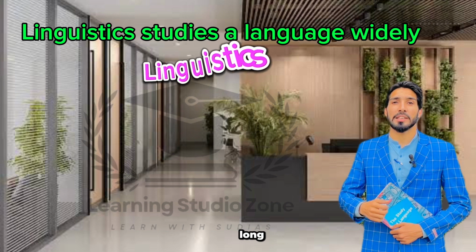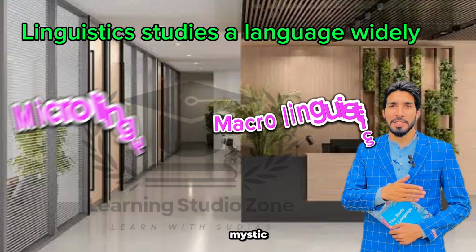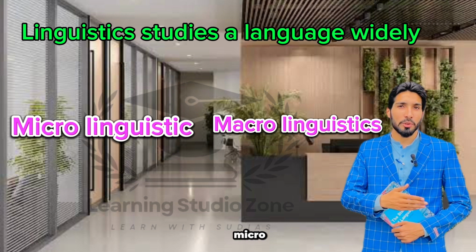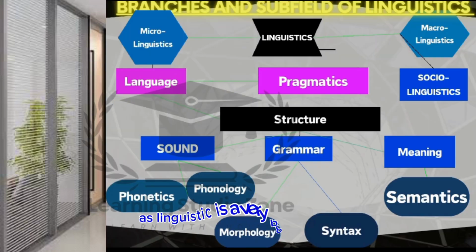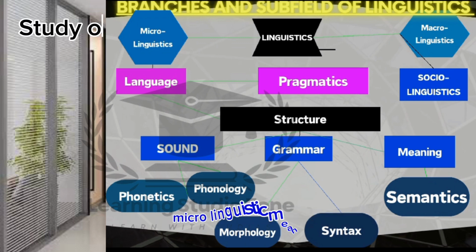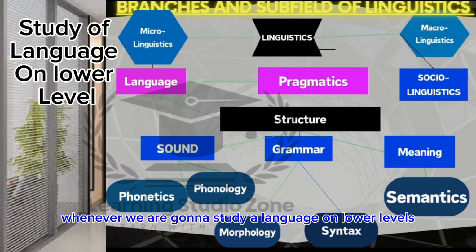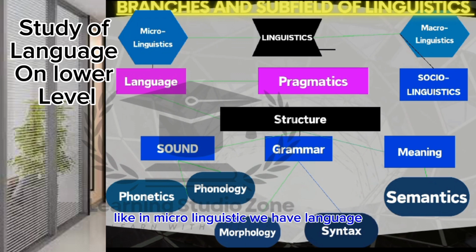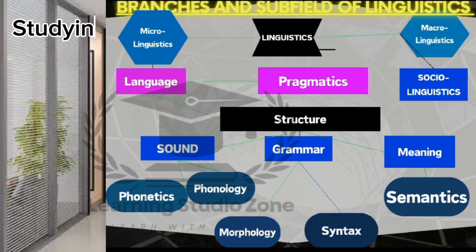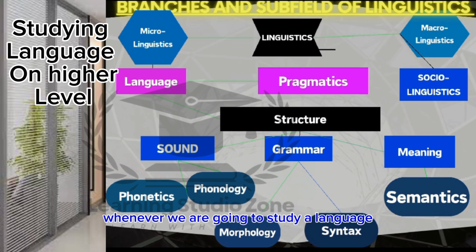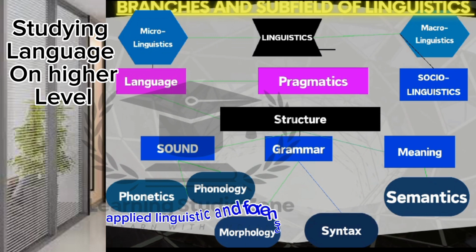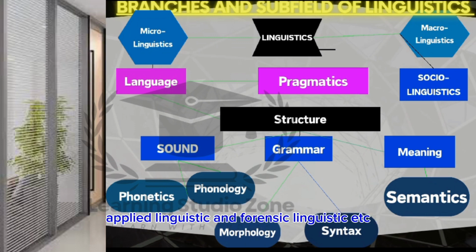Moreover, we have divided linguistics into two different parts, microlinguistics and macrolinguistics. Let's know about microlinguistics and macrolinguistics. As linguistics is a very broad term, we have divided it into these two parts. Microlinguistics means whenever we study a language on a lower level, like a simple language. On the other hand, macrolinguistics means whenever we study a language on a higher level. In macrolinguistics we have sociolinguistics, applied linguistics, and forensic linguistics, etc.